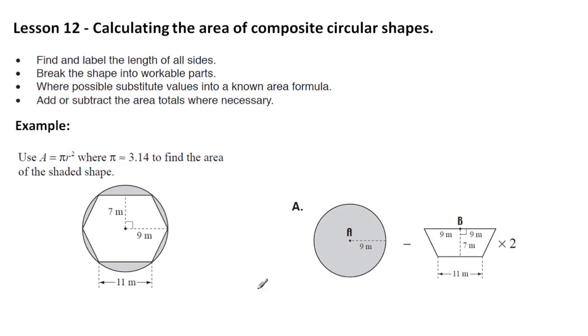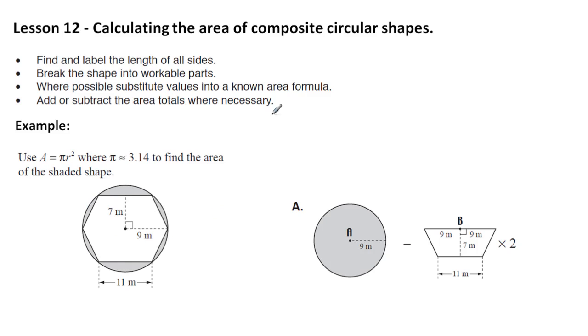In this lesson, we look at further areas of composite circular shapes. These are shapes that have got circles in them, but are also including other different types of shapes. So for this example, we're going to find the shaded area, which means we're going to have a circle, and we've got this space inside that we need to remove.